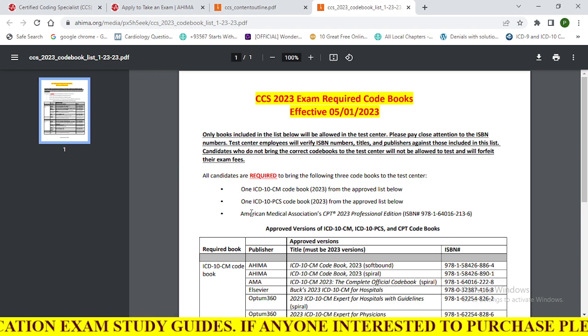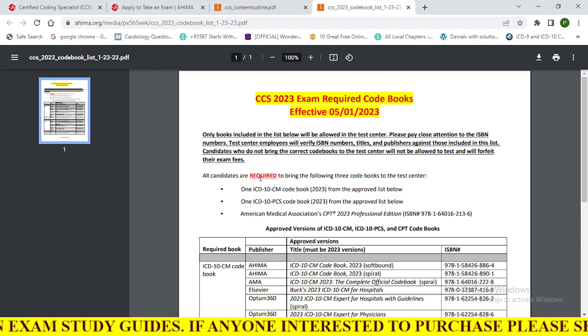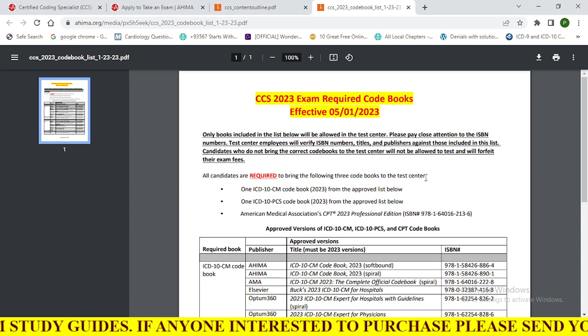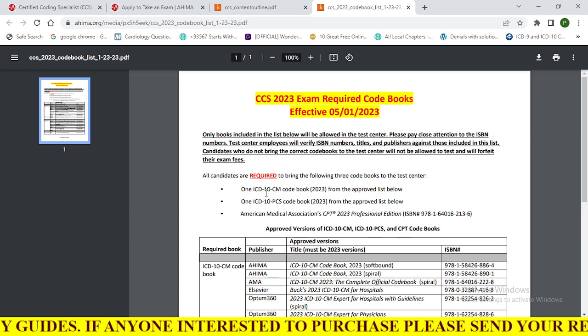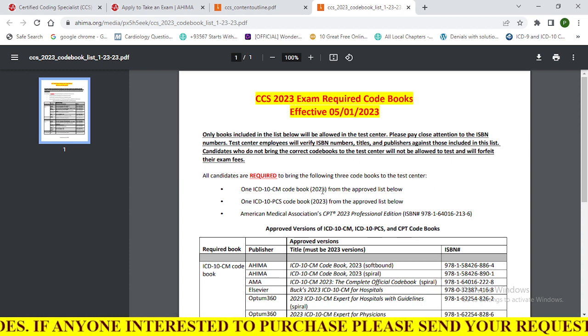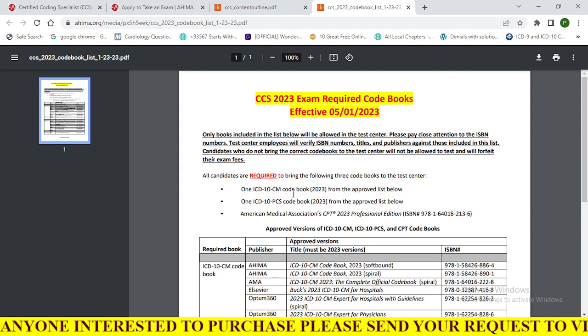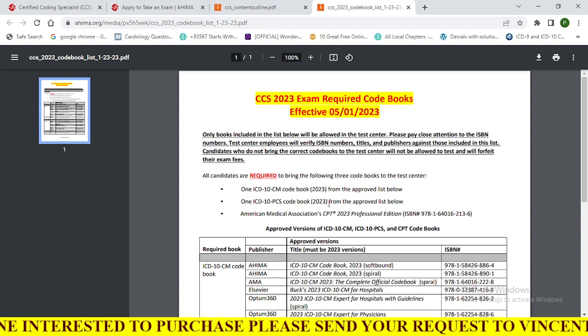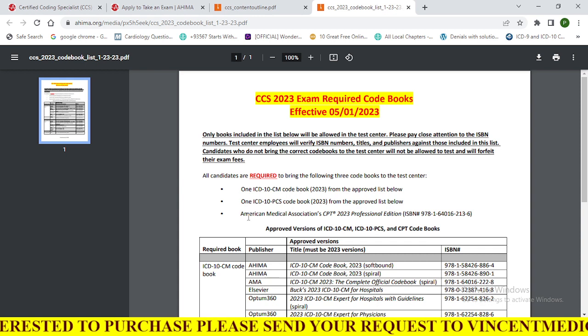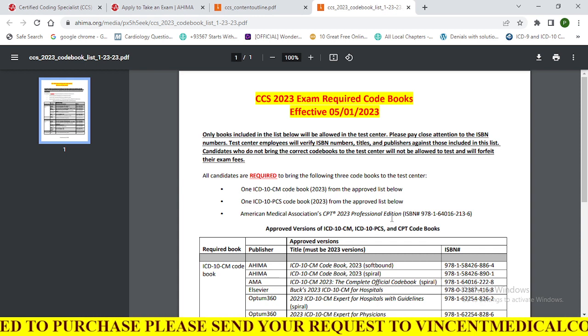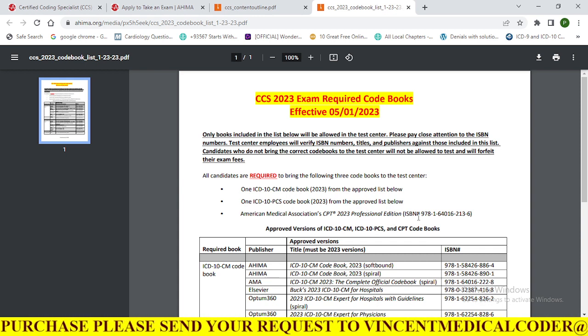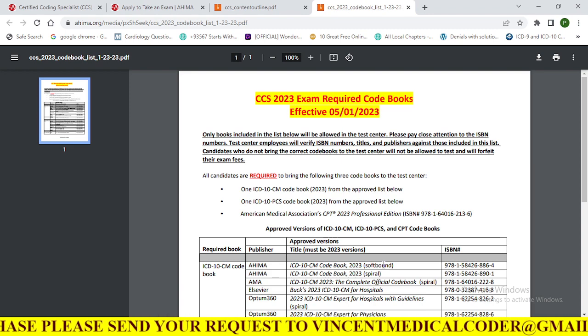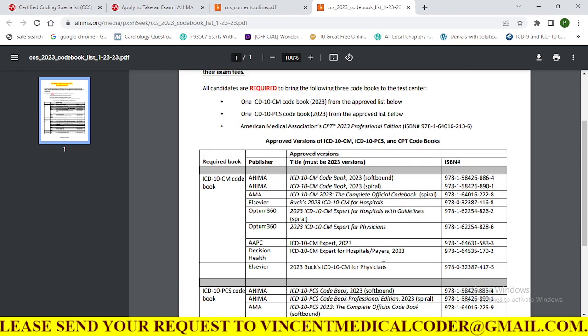So you must have a good idea about what books are required for the CCS exam in 2023. Here, all candidates are required to bring the following three code books to the test center: one ICD-10-CM code book 2023 from the approved list below, an ICD-10-PCS code book from the approved list below, and CPT 2023 Professional Edition. So you need to have the ISBN number. What are the approved versions here?